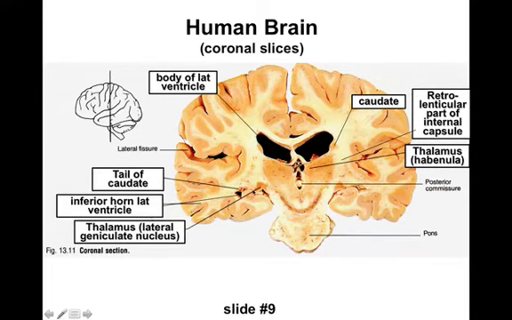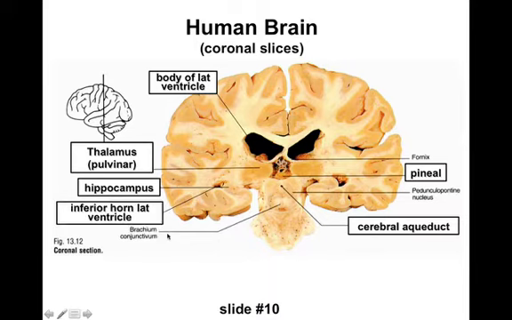The thalamus is actually the lateral geniculate nucleus of the thalamus. If you remember, that carries visual information. I do want you to remember that name, the lateral geniculate nucleus, and be able to identify it here and here. The lateral geniculate nucleus helps to form some of that retrolenticular part of the internal capsule that's so important for vision.